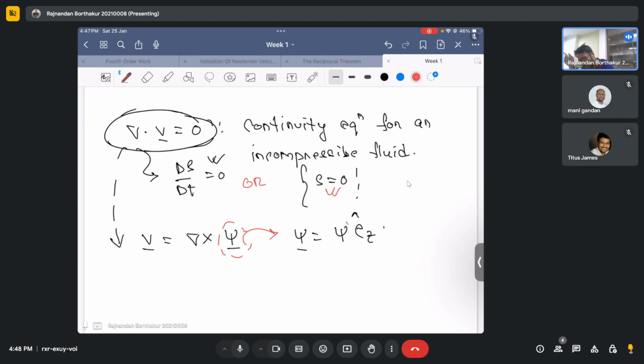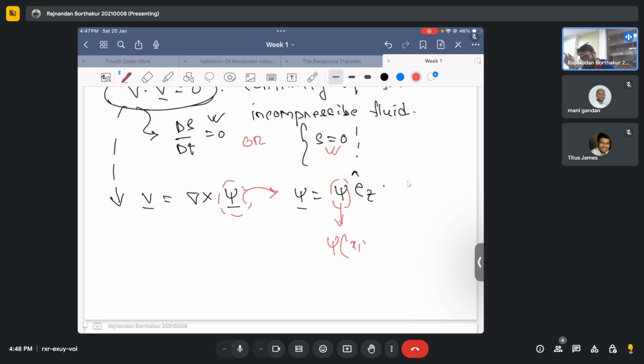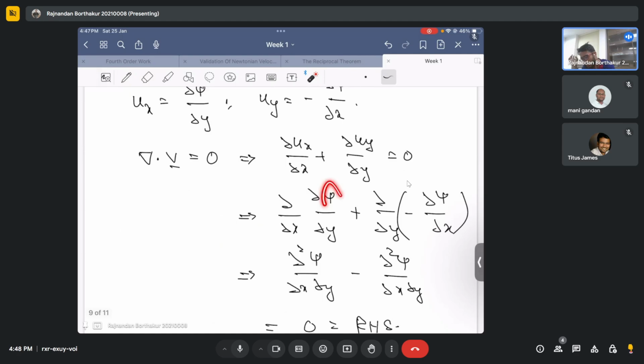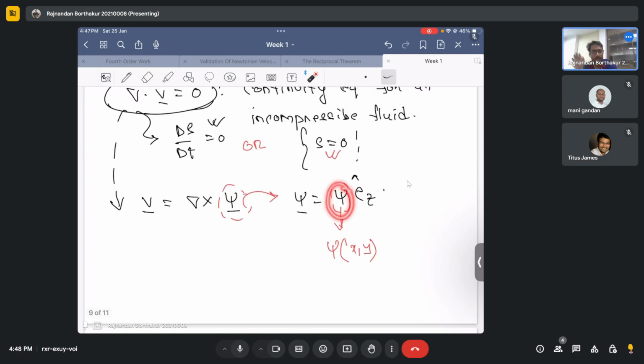This is precisely the psi that we generally use as stream function, and this is nothing but a scalar quantity, which in general is just a function of x and y. So whatever psi we wrote here is actually the magnitude of the stream function vector. This psi is known as the stream function, and this psi bar is known as the stream function vector.